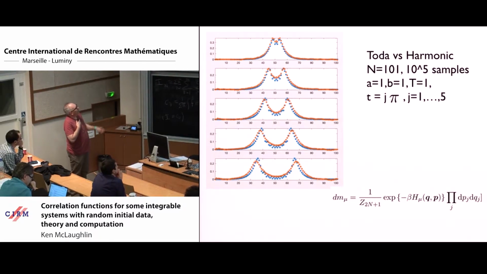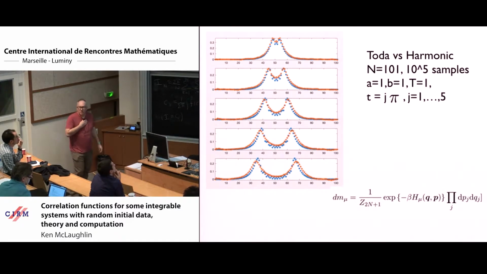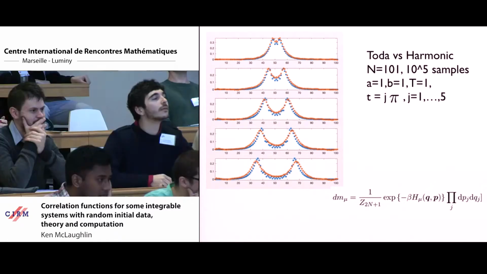Okay, and the time at the top is pi, 2 pi, 3 pi, 4 pi, and 5 pi. So you see traveling peaks. And the two curves that you see are the orange is Toda, and the blue is the harmonic chain. These are, again, the space-time correlation functions plotted at 5 different times.